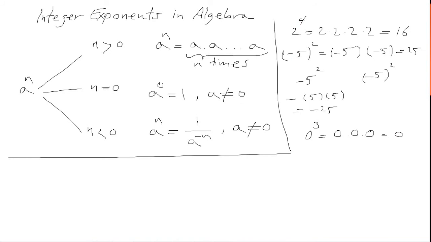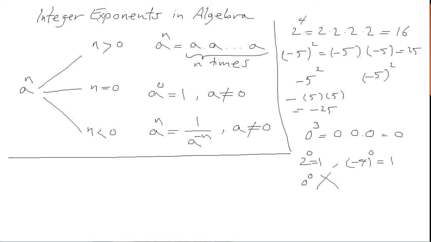Now, if n is 0, then you have a to the power of 0. We define that to be 1. And in this case, a cannot be 0. So, for example, 2 to the power of 0 is 1. Or negative 4 to the power of 0 is 1. However, 0 to the power of 0 is undefined.